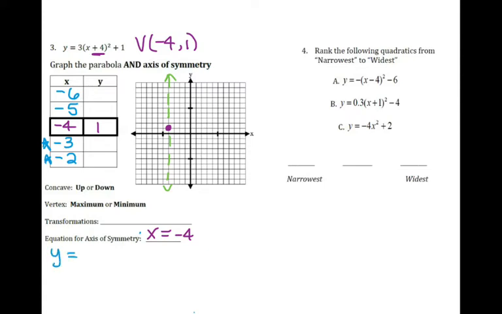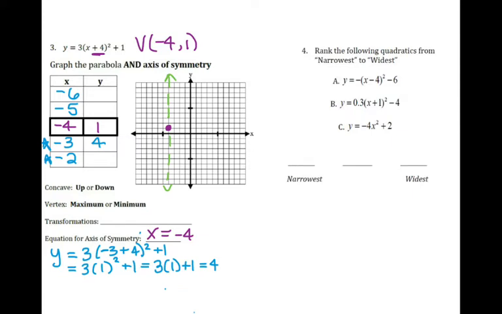So I have y equals 3 times (negative 3 plus 4) squared plus 1. That gives me 3, negative 3 plus 4 is 1, squared, plus 1. Order of operations tells me to do the exponent first, so 1 squared is 1. 3 times 1 plus 1 is 4. So my value when I plugged in negative 3 is 4.